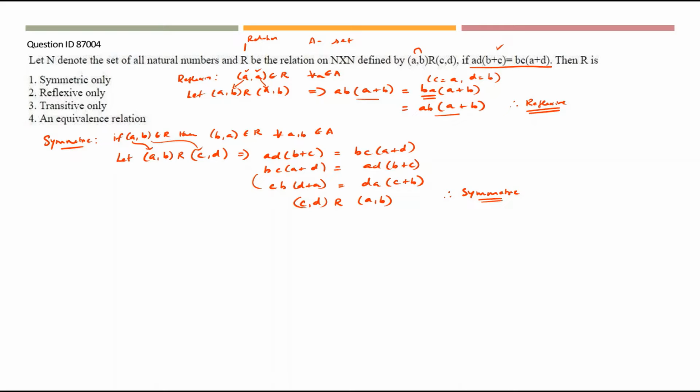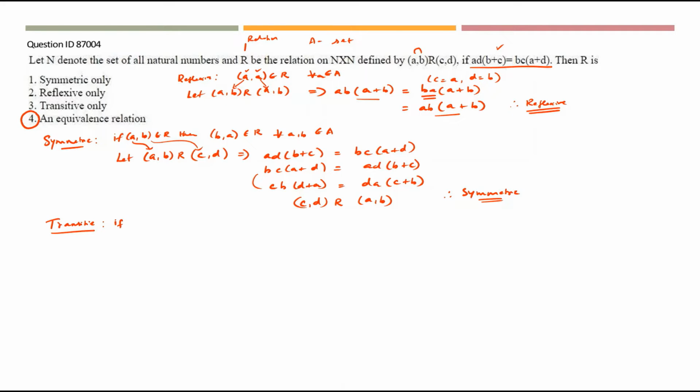Once you prove it is symmetric and reflexive, automatically there is only one option from the following that you can choose. So it will definitely be an equivalence relation, which means the transitive property can also be proved. So before testing for transitivity, once you are sure of reflexive as well as symmetric, you can mark the answer to be option number 4. Now we will check for transitive property.